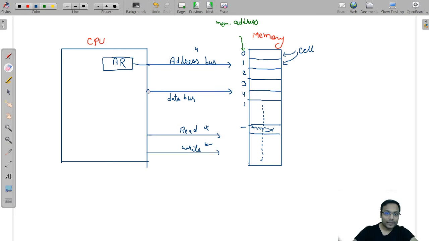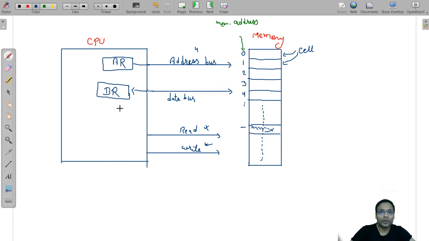Similarly, what happens? This data bus ends at the CPU. Okay, this data bus goes towards the CPU and it ends up at a register called the data register. So anytime data is going towards memory or coming from the memory, this data register is used.